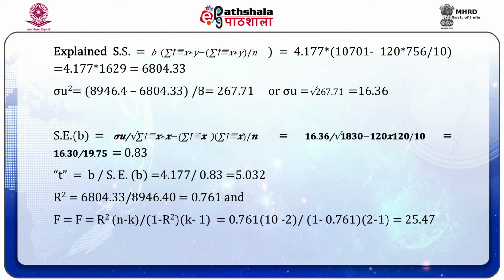SEB is equal to sigma mu upon under root (summation x into x minus summation x into summation x upon n), which is equal to 16.36 upon under root (1830 minus 120 into 120 upon 10), which is equal to 16.36 upon 19.75, which is equal to 0.83. T is equal to b upon SE of b, which is equal to 4.177 upon 0.83, which is equal to 5.032.